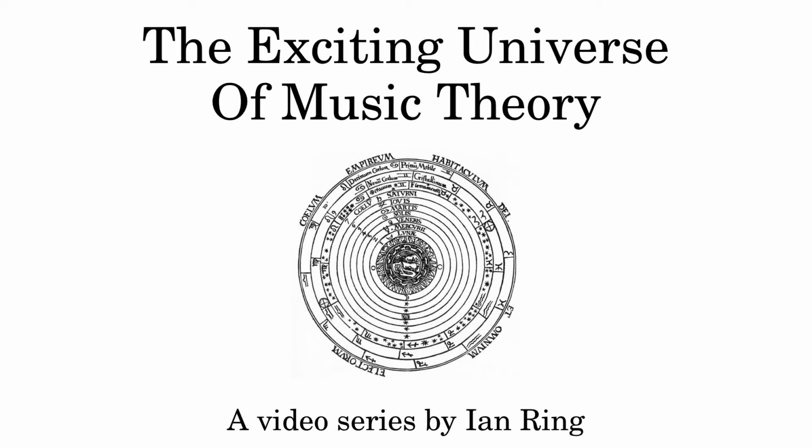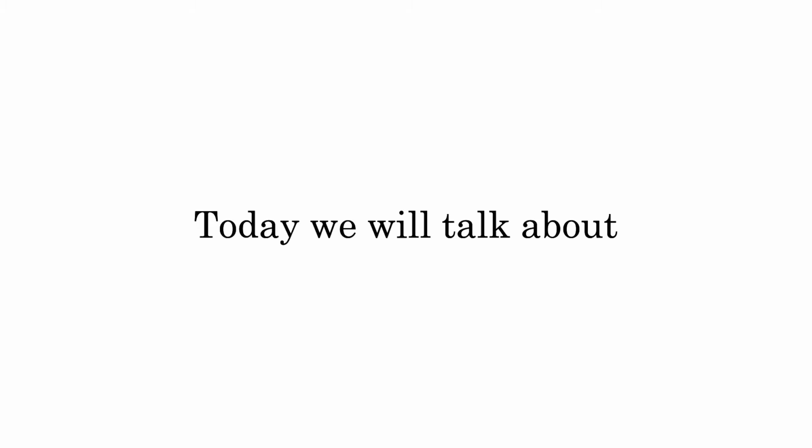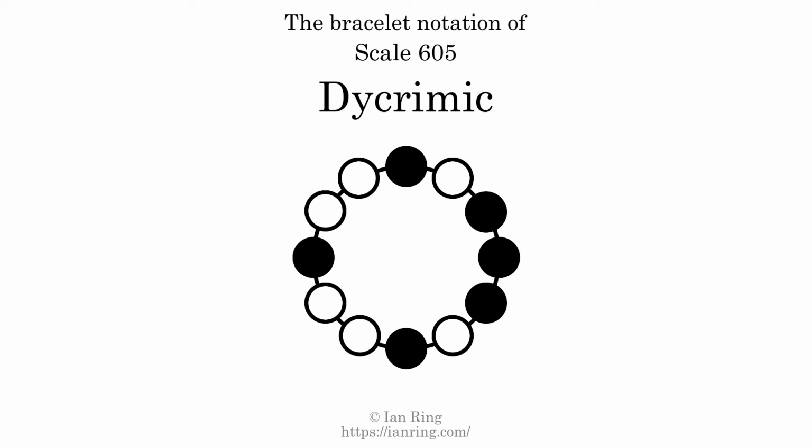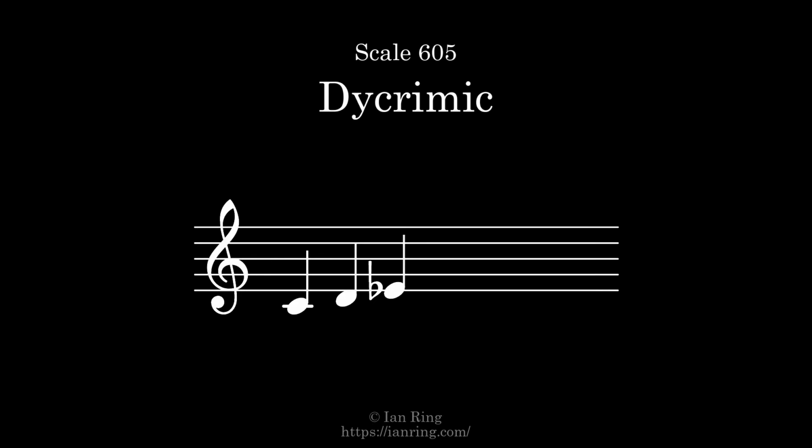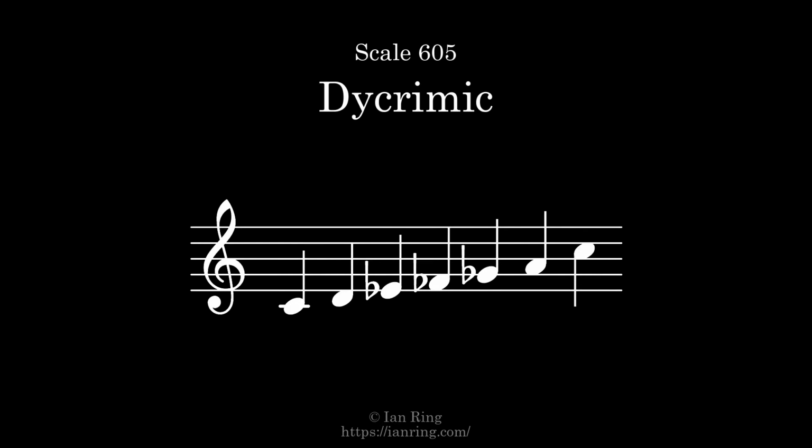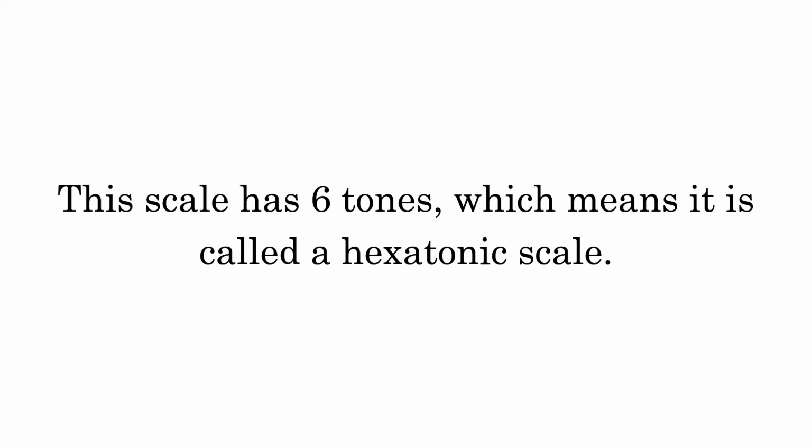Welcome to the exciting universe of music theory. Are you ready to learn? Then let's begin. Today we will talk about scale 605, Dycrimic, which sounds like this. This scale has 6 tones, which means it is called a hexatonic scale.